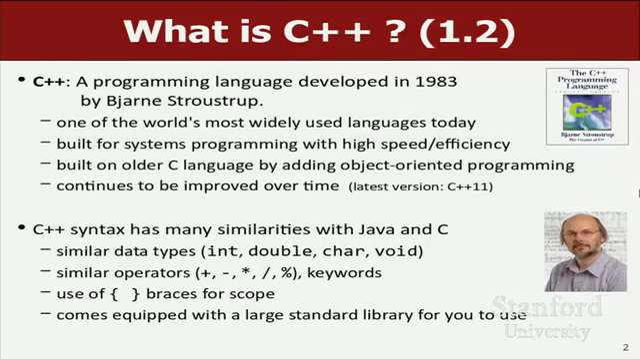C++ was made in 1983 by this lovely man. His name was Bjarne Stroustrup. And it's still one of the most widely used programming languages today. It was made for high efficiency, low-level systems programming, like close to the hardware, building operating systems and device drivers and these kinds of things.